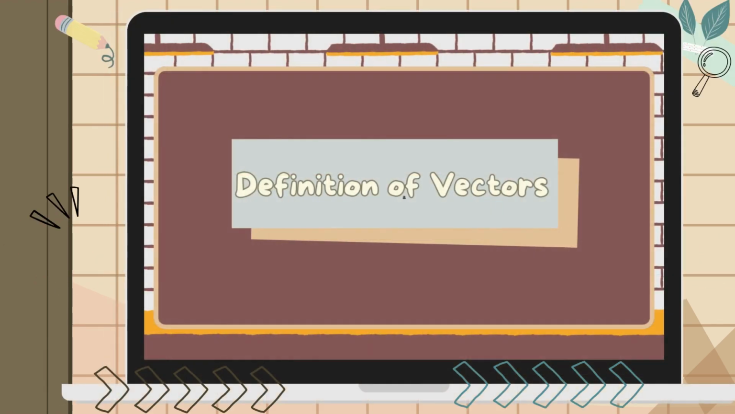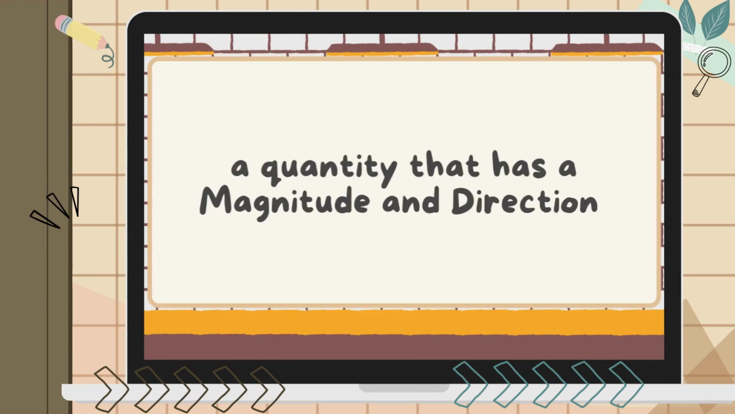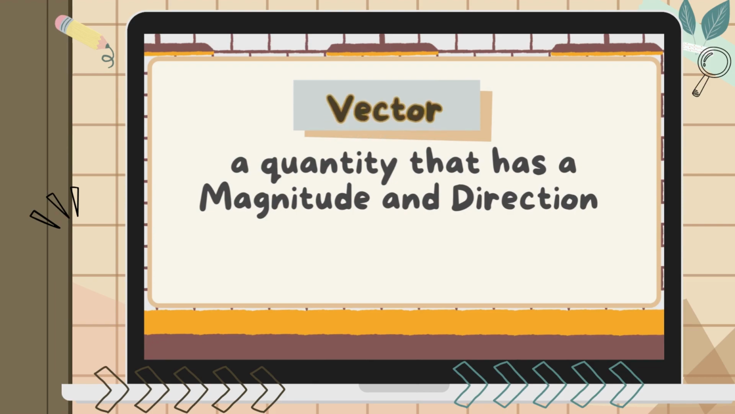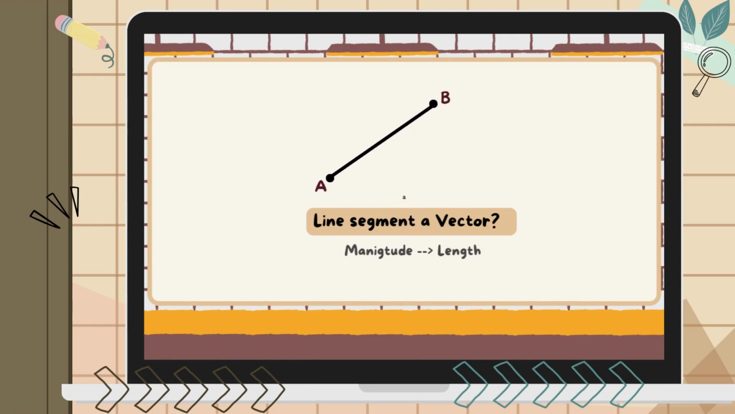Let's get started. Mathematically, a quantity that has magnitude as well as direction is called a vector. Let's consider one abstract example of it. Tell me, is a line segment a vector? No, right? A line segment has only magnitude, that is, length, but no direction.